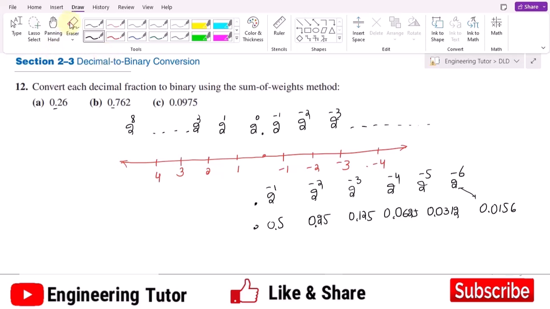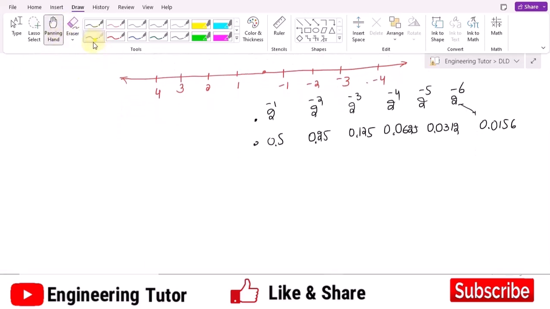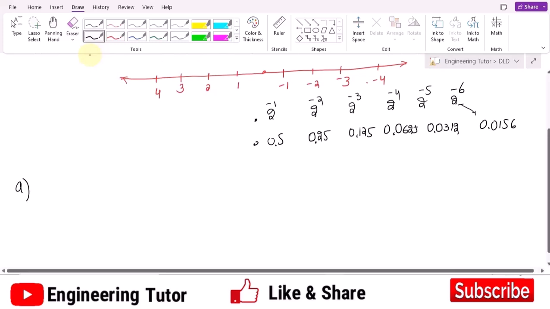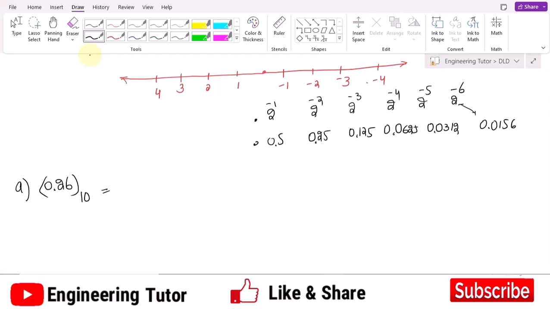Again the same procedure will be followed here. Suppose in part A we have 0.26 in decimal, and we have to find the equivalent binary number. First of all, let me select the highest possible number which I can select from here. It cannot be 0.5 because 0.26 is lower than 0.5, so the multiplicative factor of 0.5 will be 0. Similarly, with 0.25, yes, it can be included because 0.26 is greater than this. So let me include it.